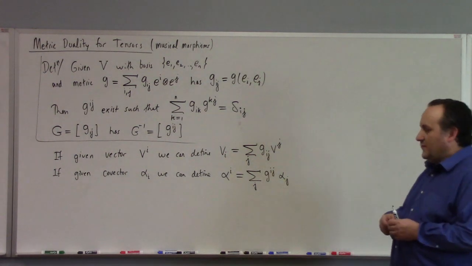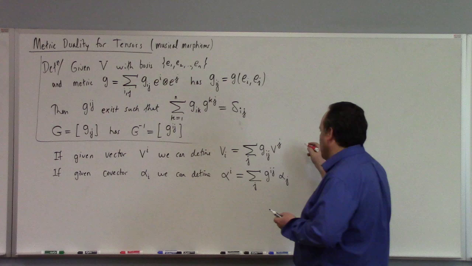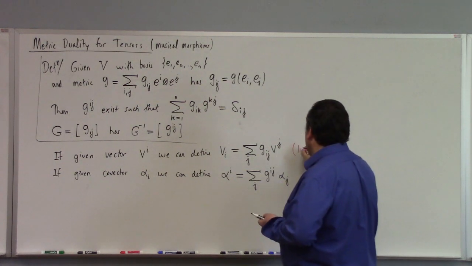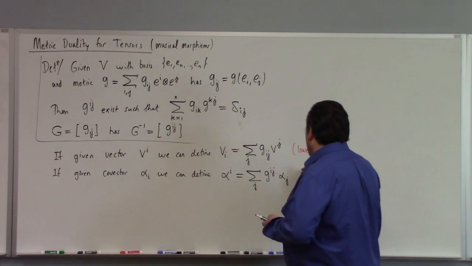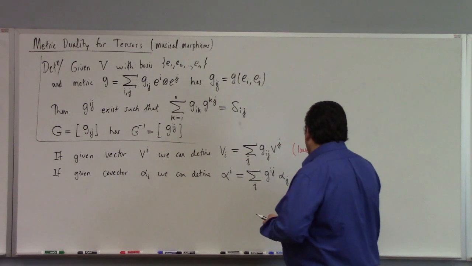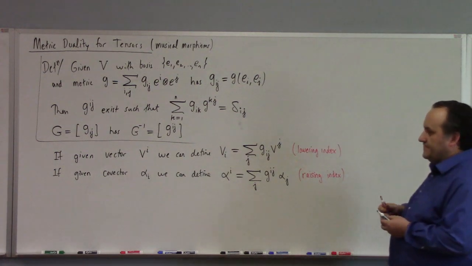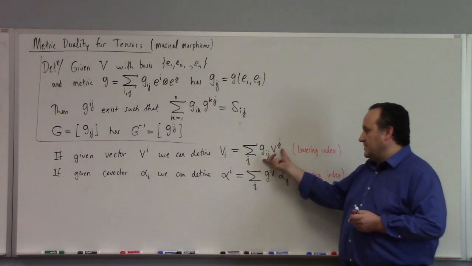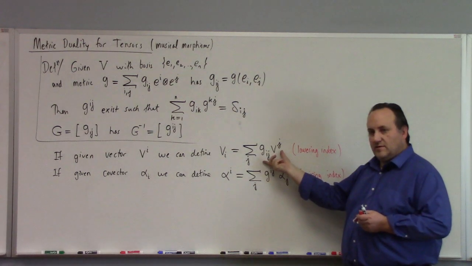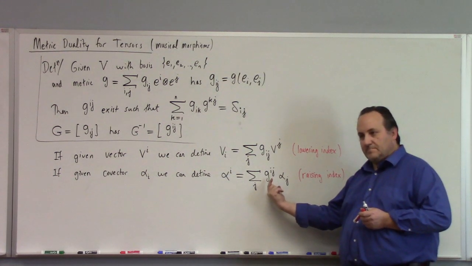And when I say we, I'm really talking about physicists. This is called lowering, and here we're raising the index. We can lower the index or raise the index using contraction. We either contract across the metric to lower the index, or across the inverse metric to raise the index.